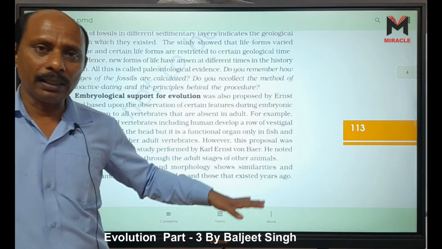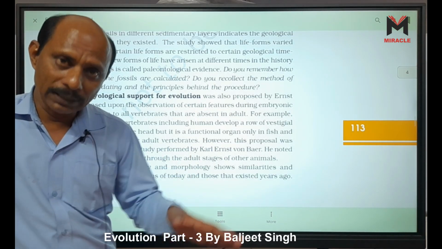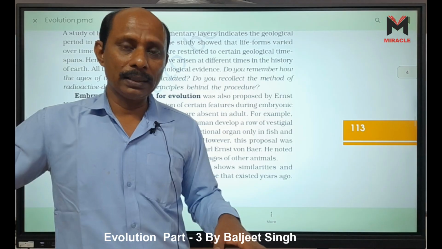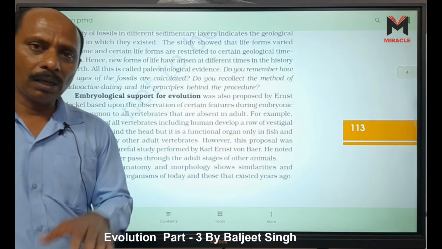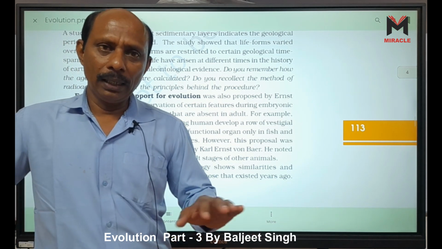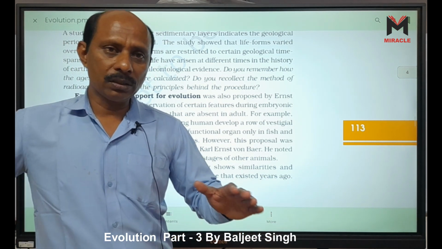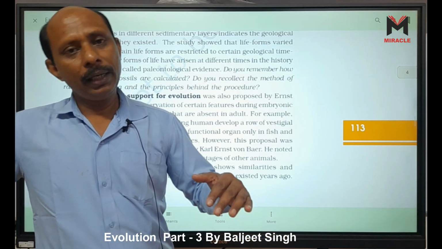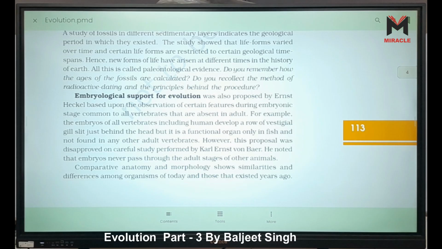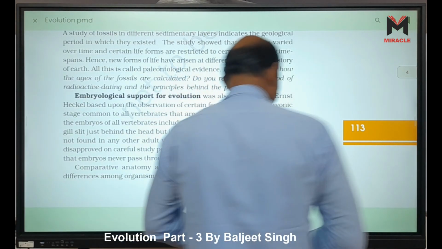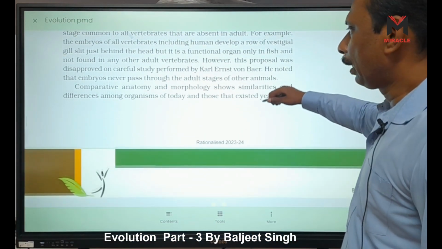Okay, he only said the ancestors' characters or ancestors' properties. It becomes a basic property or general property, and it forms first. Then the specialized one, which comes through gradual evolution, forms later. You understand embryological evidences. Second, okay, now after comparative anatomy.